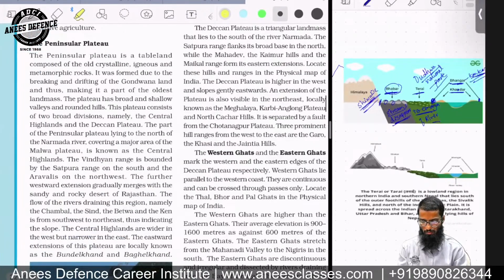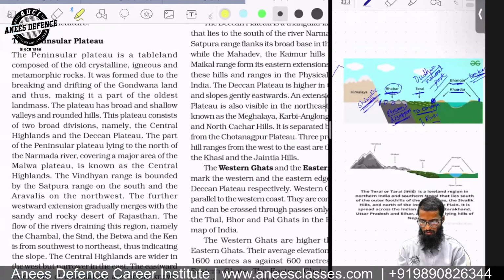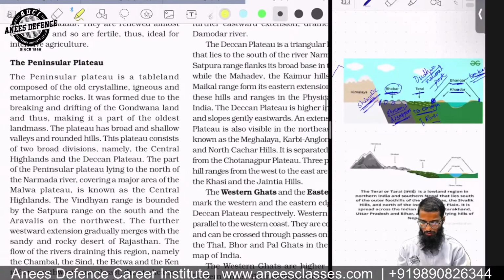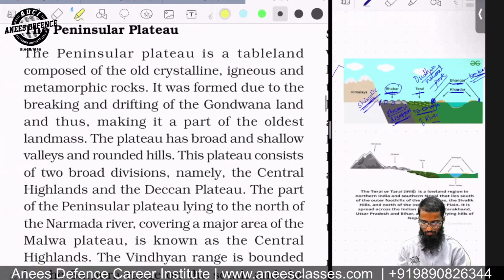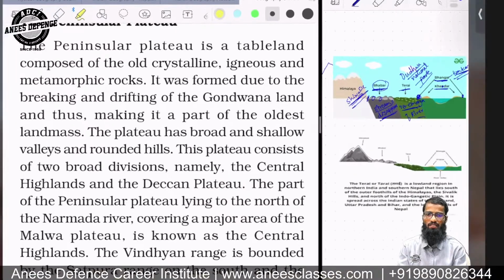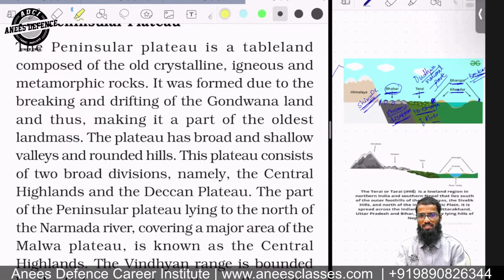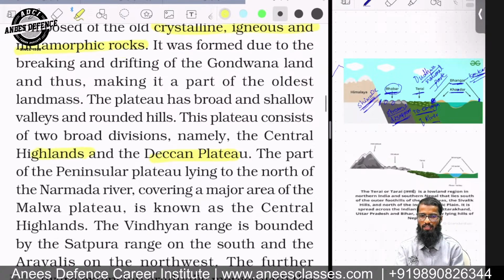Now, the next is Peninsular Plateau. Peninsular Plateau is a tableland of old crystalline, igneous, and metamorphic rocks. It was formed due to the breaking and drifting of Gondwana, thus making it part of the oldest landmass. The plateau has broad and shallow valleys and rounded hills. This plateau consists of two basic divisions, namely Central Highlands and Deccan Plateau. So you have two broad categories, Central Highland and Deccan Plateau.